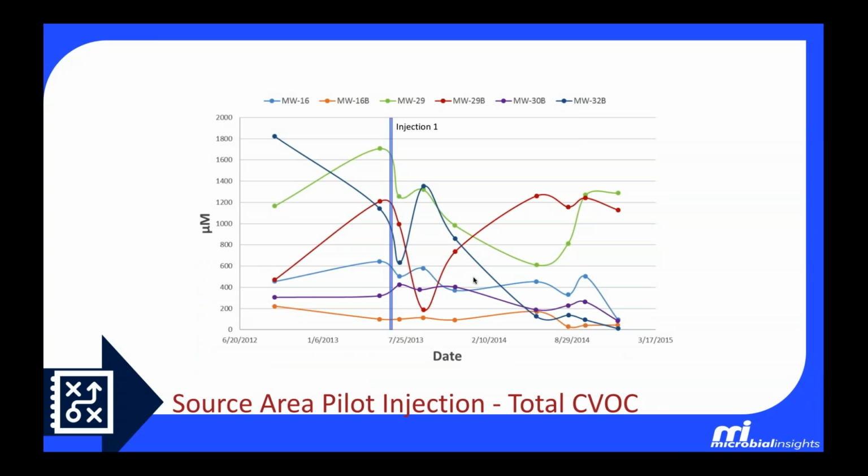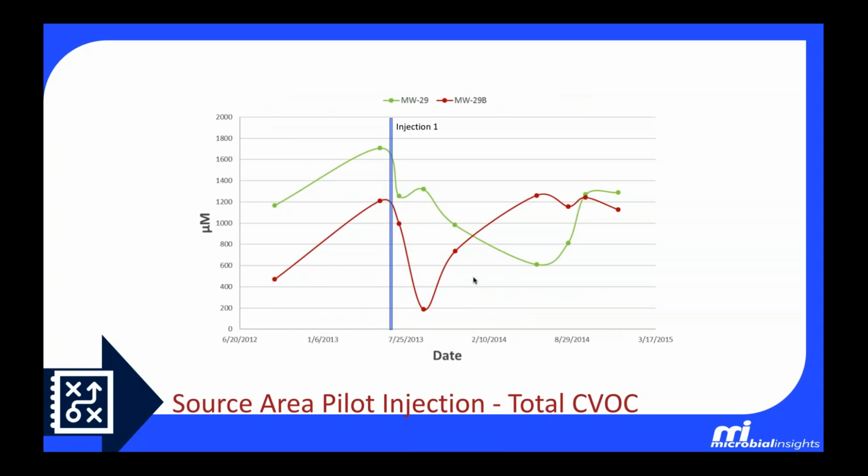So based on the in situ microcosms, the first injection in the source area was performed, and the site manager saw that this treatment was effective in the majority of the monitoring wells. But he also saw that those CVOC concentrations in MW29 and 29B rebounded. So in 2014, a second injection also was performed. Now, because the rebound could indicate the presence of NAPL in the fractured limestone in this location, careful monitoring was performed in MW29B for diagnostic purposes.